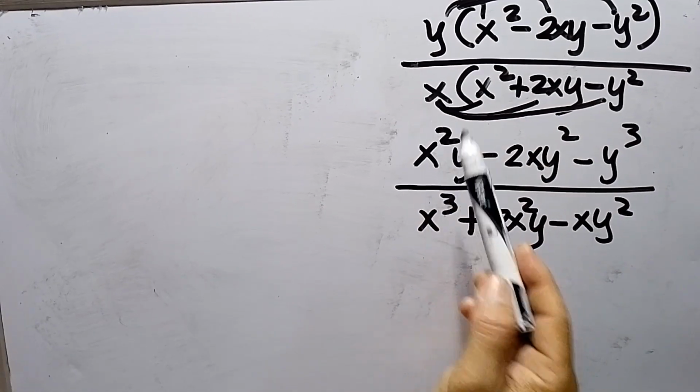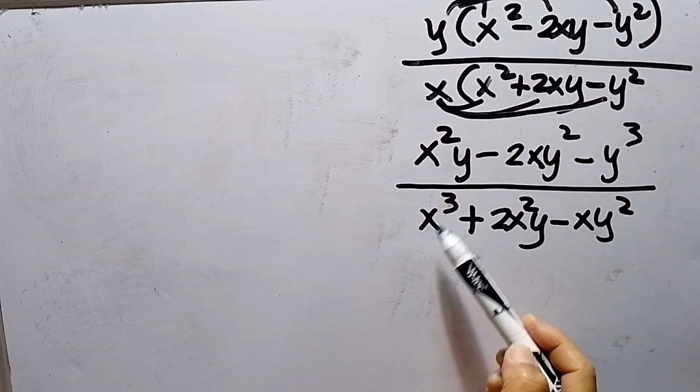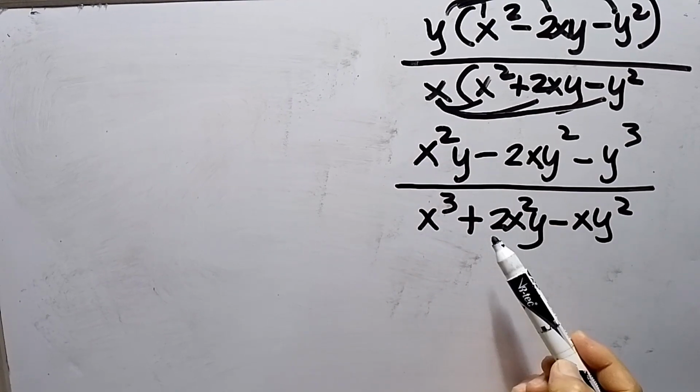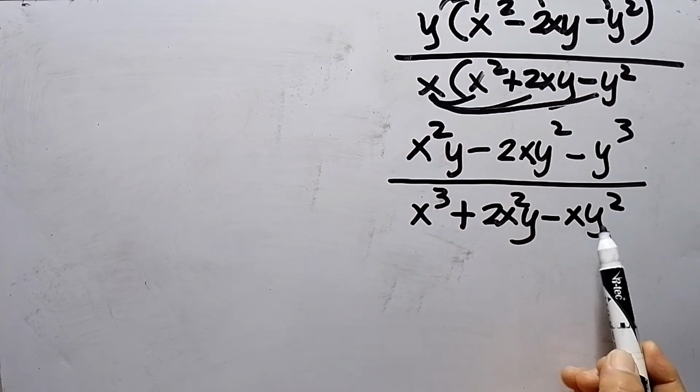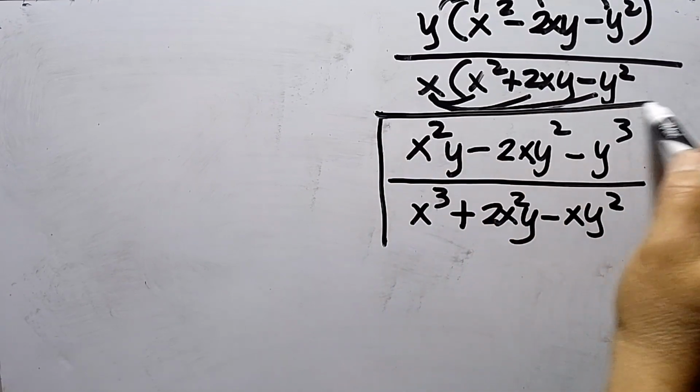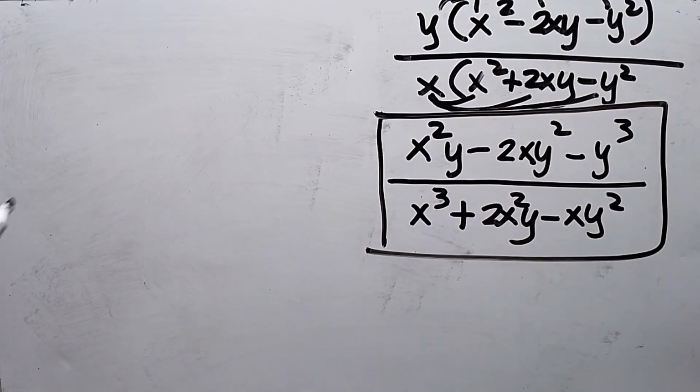Then how about the denominator? So x times x squared is x cubed plus 2x squared y, and then the last will be minus xy squared. So this is the answer for number 2. Now let's proceed to number 3. I think this will be the last.